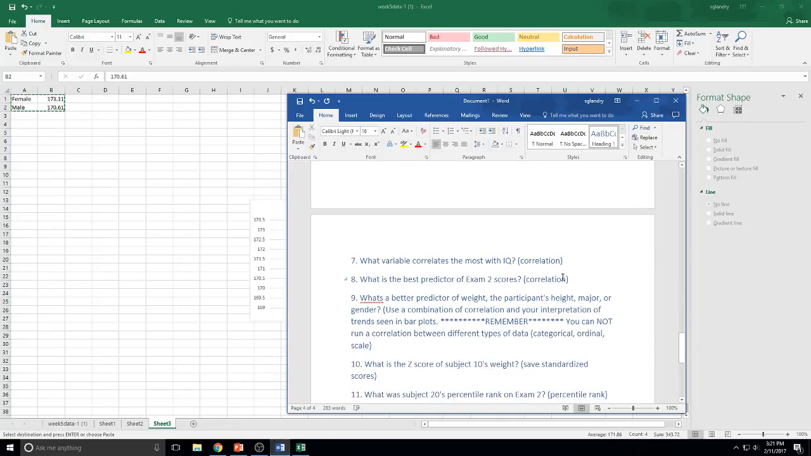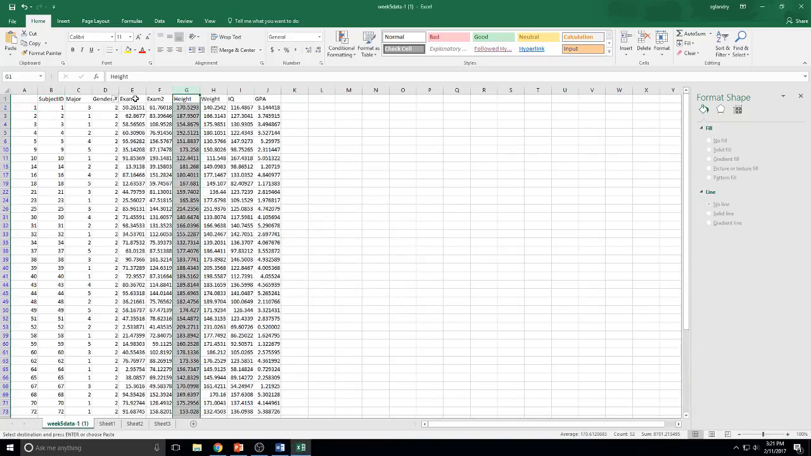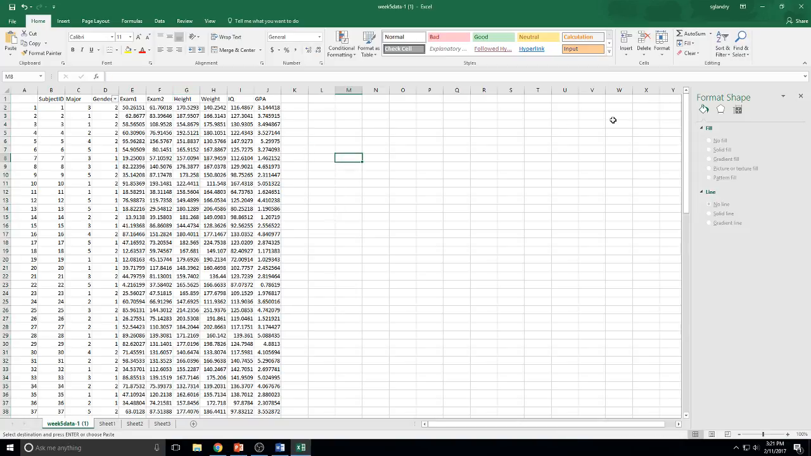Alright. What variable correlates the most with IQ? Let me take off all the filters. Alright. So if you've never done a formula in Excel, this is how you would do it.